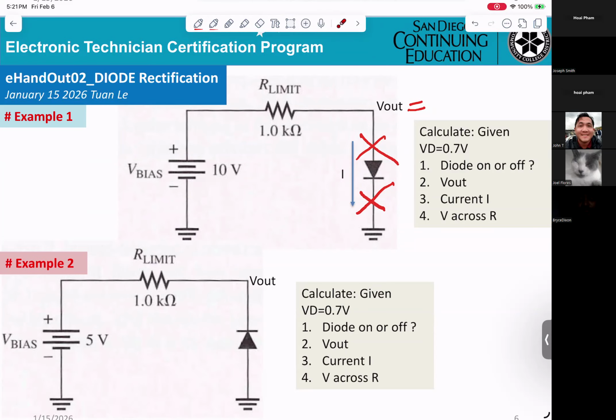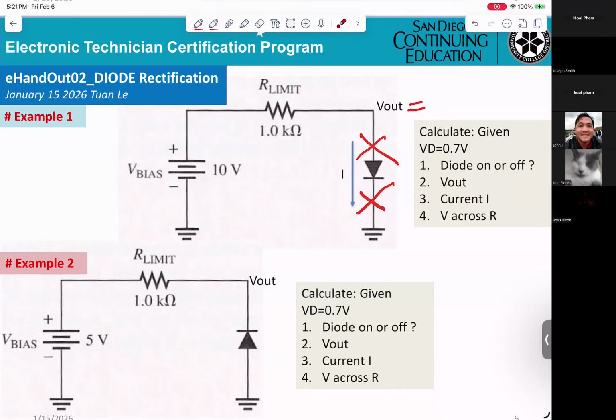First of all, Mr. Pham, you need to know the diode is on when the anode is more positive than the cathode. But to answer your question, V out equals 10 volts because there's no current flow through R limit. Okay. It's 10 volts. That's your answer.